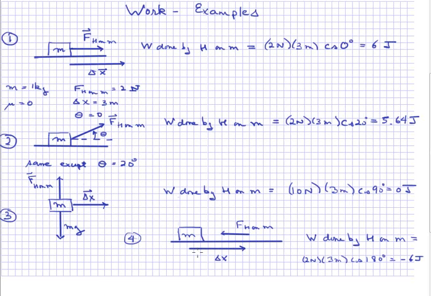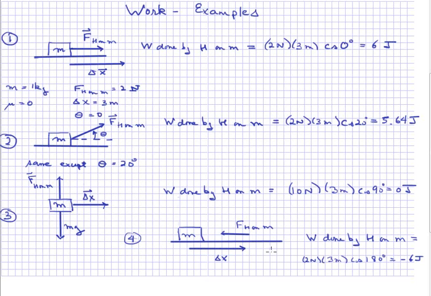Okay, fourth example. Let's assume that the mass is sliding, displacing itself to the right. And we want to consider displacement delta x, and we want to discover what the work done by the hand on the mass is when this force of h on m is directed anti-parallel to the displacement. So the work done by the hand on the mass is equal to 2 newtons, so we're going to take this to be 2 newtons as we did in the first example. The magnitude of the displacement is 3 meters, same numbers we've been assuming.